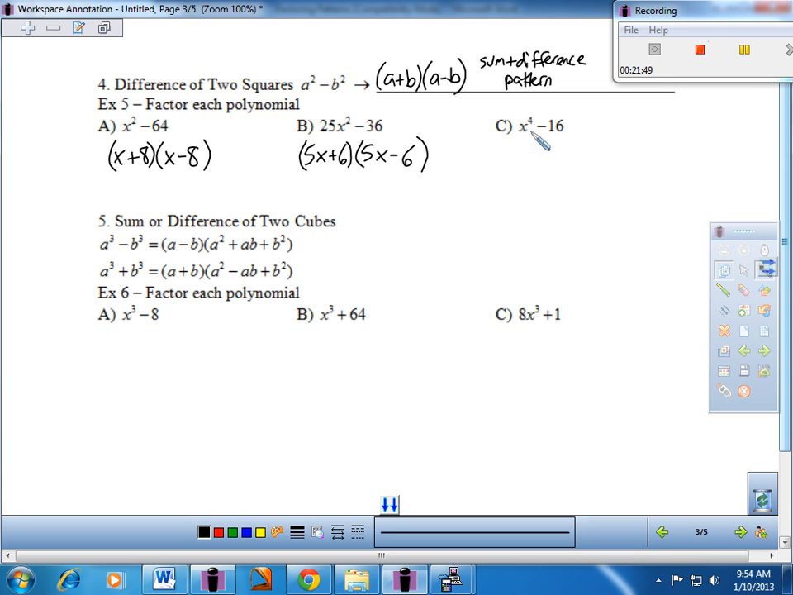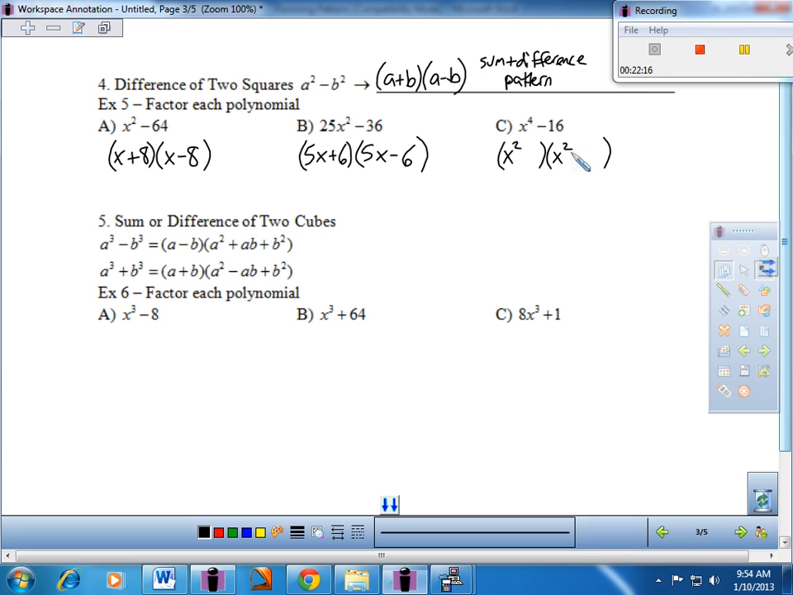Now this one, as a matter of fact, takes two steps. It is a difference of two perfect squares. X to the fourth actually is a perfect square, and so is 16. So my first order of business is to just treat it as a difference of two squares, and what times itself would give me x to the fourth?